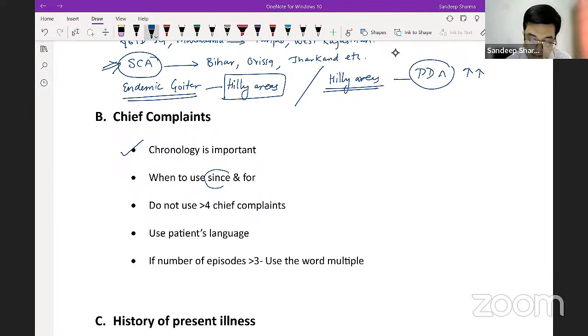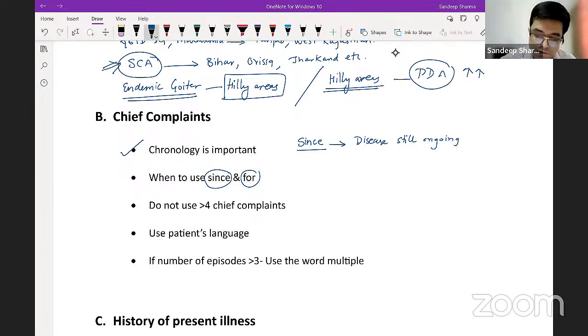Second thing is when to use since and when to use for. It is a very, very important point. People often use them interchangeably. Many examiners are obsessed with asking ki since kab use karna hai, for kab use karna hai. The point I'm going to tell you will be relevant even in your other clinical subjects. Since word hum tab use karte hain, we use the word since whenever a disease is still ongoing and it has been present for a quite significant duration.